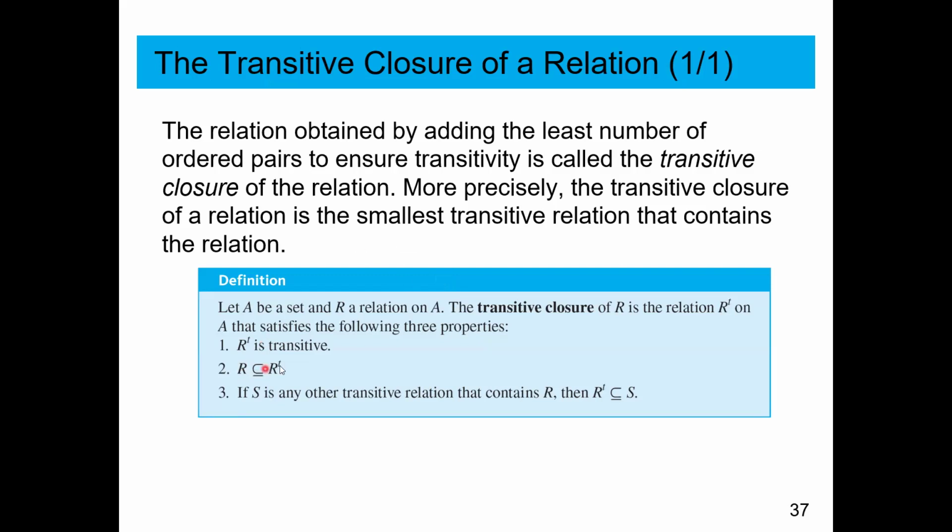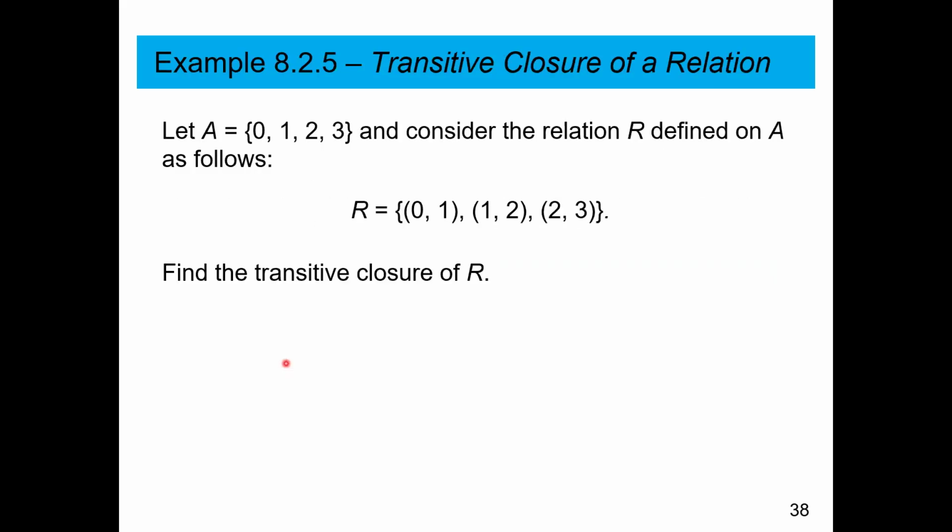And one of the things to point out here is this. If I have a relationship R, the transitive closure is a superset of that. In other words, it's going to have everything in R plus some extra. But it's going to be the smallest amount of things I have to add to R. So you start with R and you start saying, what do I have to add? So let's look at an example of this. Let's look at A is 0, 1, 2, 3, and R is the relationship (0,1), (1,2), (2,3).